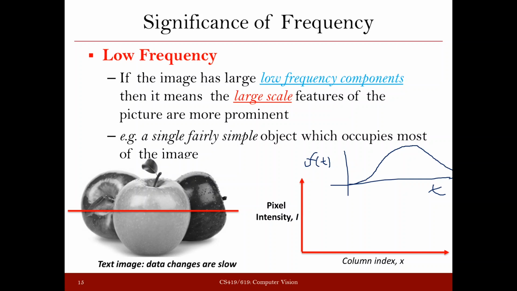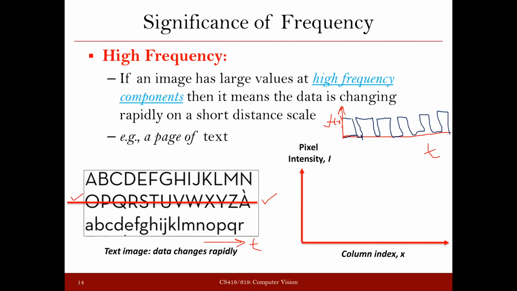So for example, here in this image, you have big objects, so the variation is less. But if you go to this other image, there are a lot of small objects, so the variation is more here, and that is why you need high frequencies. So in the frequency domain, whether you have a high frequency or low frequency representation, you can also find out what kind of content you may have in your image.